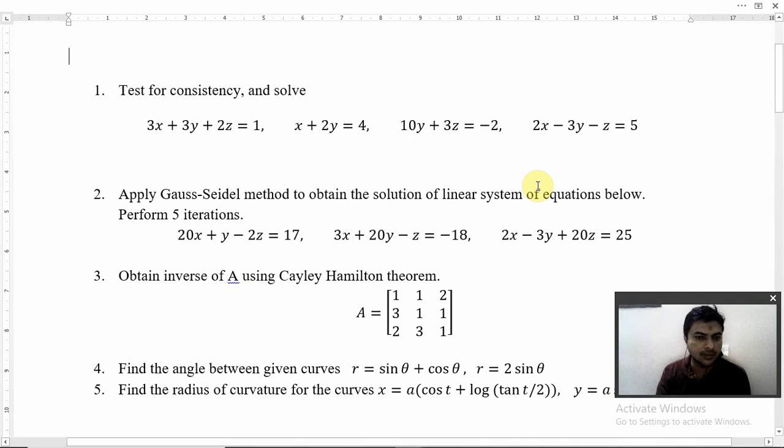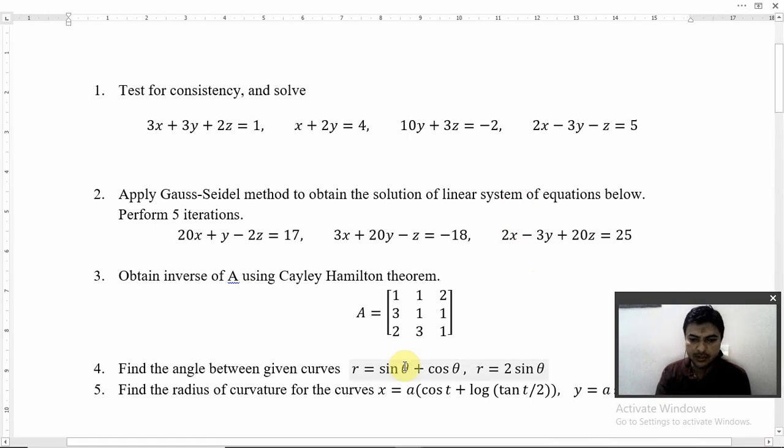And here we have the second one, Gauss-Seidel method. They have given only 3 equations. It will take less time. I am going to choose the second question. Third one is using Cayley-Hamilton theorem. I have a calculator. I will use the calculator, and show the calculator on the right hand side of the screen.